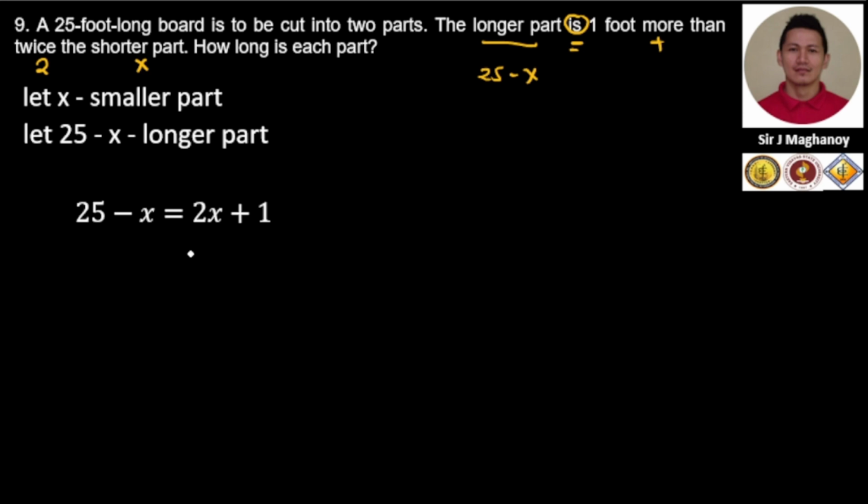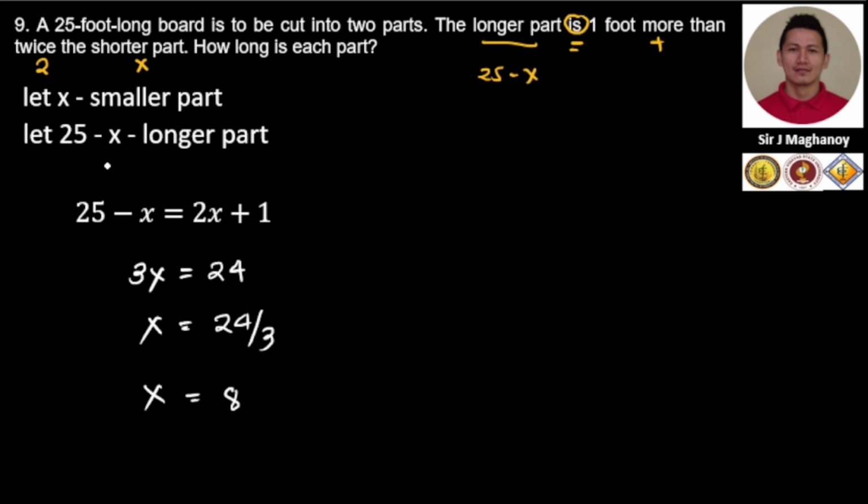Okay, so we transpose x to the other side. That will become 3x. How about 1 transposed to the other side? This is 25 minus 1. That is 24. Therefore, our x is equal to 24 over 3. Finally, our x is equal to 8.